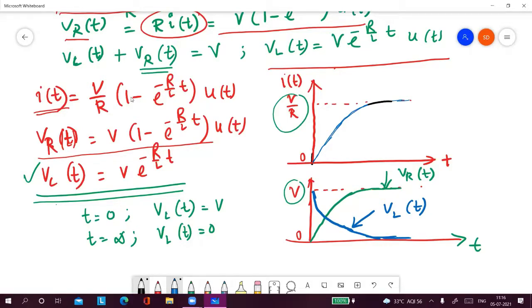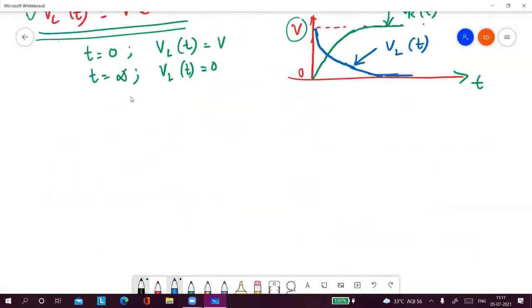Similarly, what will be the expression of current in an RC circuit? What is the expression of current in an RC circuit? The current is V by R e to the power minus t by RC.